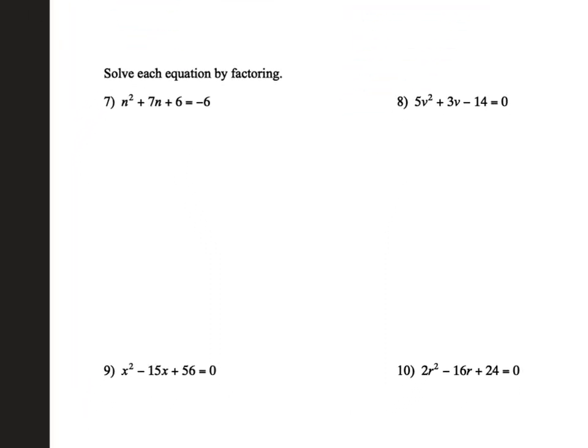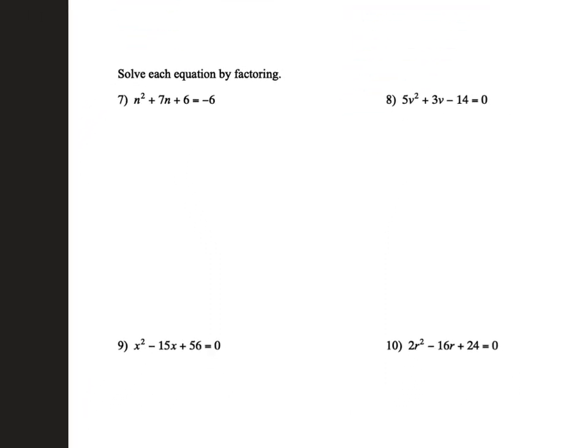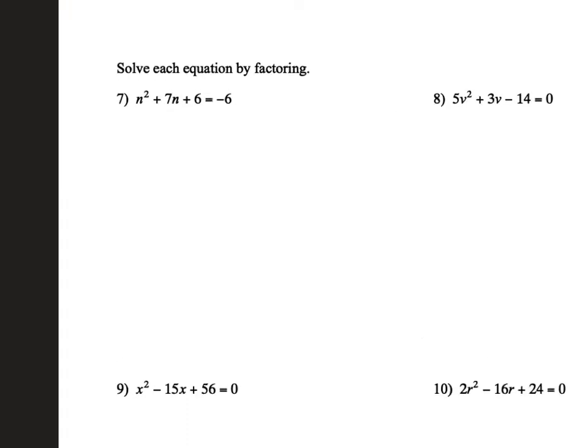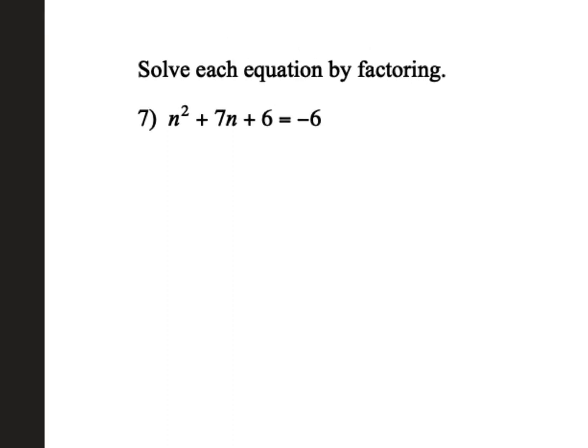All right, now we're going a step further here. We have to solve each equation by factoring. So this one we're going to first make sure it's equal to 0, and then we're going to factor, and then we're going to set each part equal to 0 like we were doing before in like 10.4, I believe. Okay? All right, let's check first here. First things first, number 7, is it equal to 0 right now? It is not.